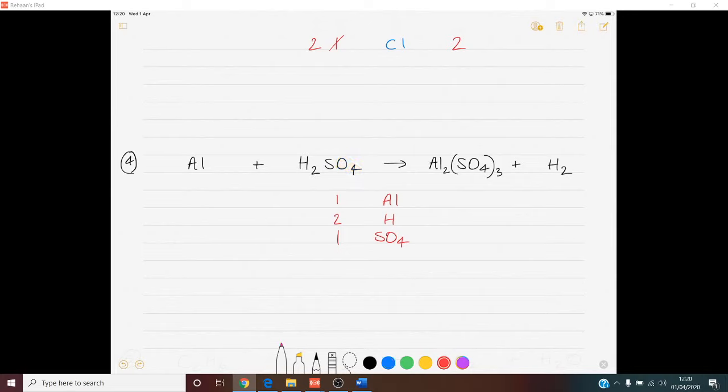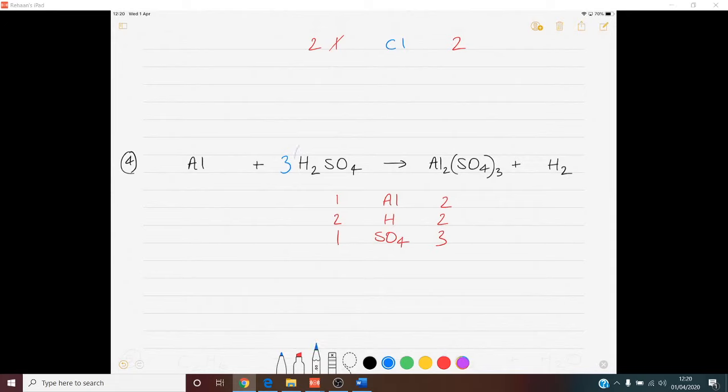On the right hand side, we have 2 aluminiums, and this time we have 3 sulfate groups. So straight away, something slightly different. And then for hydrogen, I'm going to make sure I put it in the right place. There are 2 hydrogens. So the first thing we can do, probably the most obvious difference, is the sulfate. There's a big issue here, 1 to 3. The way to fix that is to multiply this by 3 to get this side to 3. And the only way you're allowed to do that is to put a big 3 in front of H2SO4.